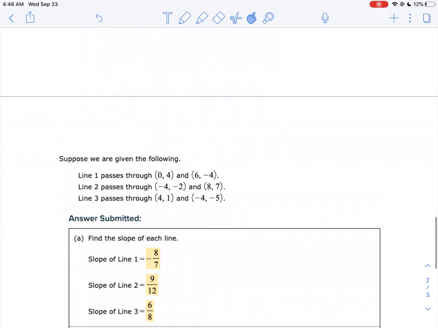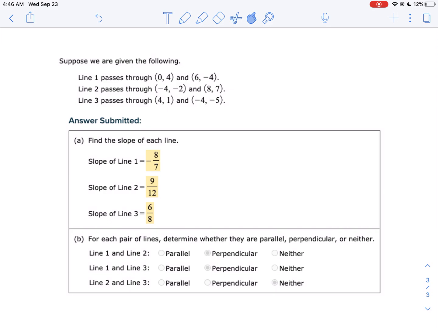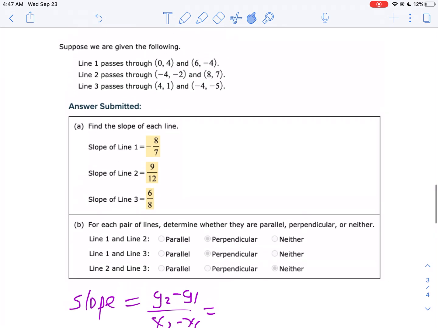Let's take a look at the third one. Now, this third one definitely want to see some work. To find the slope between 2 points, slope is easy and fun. It's rise over run. You subtract the y's over subtracting the x's. So if we look at line 1 here, this is what I mean.